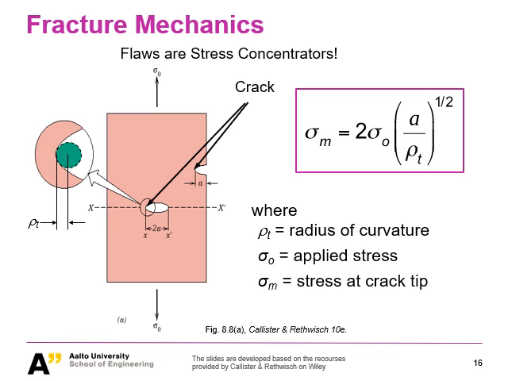And how do we characterize or quantify the stress right at the crack tip? So we call this spot the crack tip. And this equation is telling us how this is resolved. So sigma m is the stress at the crack tip, and sigma 0 is the nominal stress. And in the correlation, a is the crack length, and rho t is, let's say, the radius that you could fit into your crack tip.